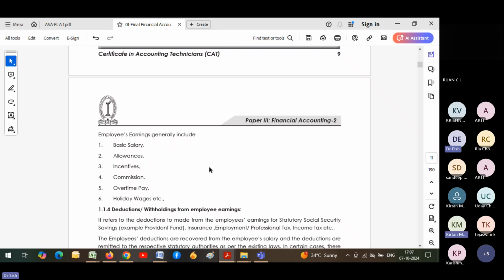Fifth is overtime pay. If you work overtime, you will get overtime. Nowadays companies are not giving overtime, but in the public sector or government sector, you will get the overtime. And last is holiday wages, or wages in lieu of holidays. Suppose you don't take the leaves for 3 days that are available to you, you will get the wages for those holidays. So in all, 6 types of earnings are included. Okay.